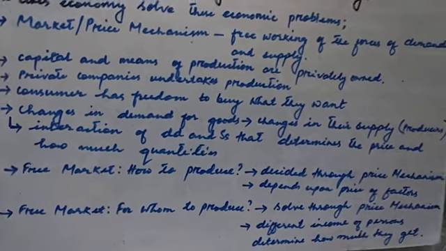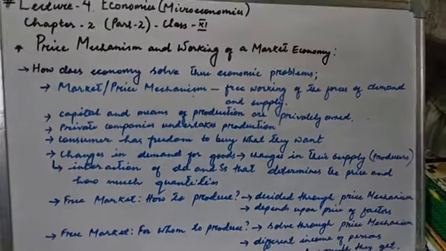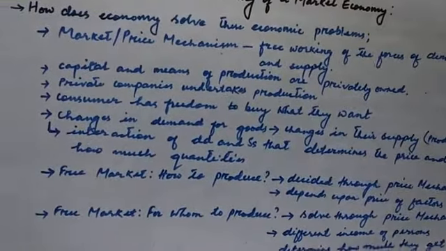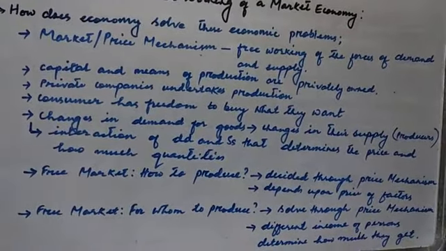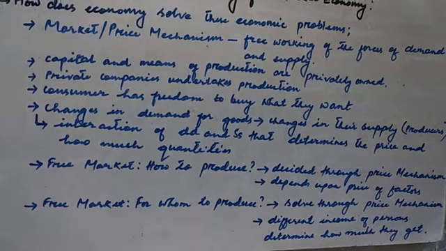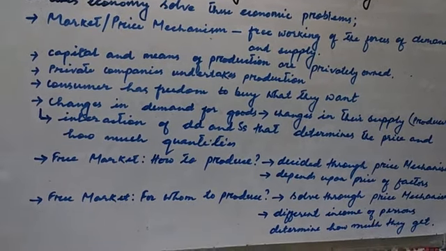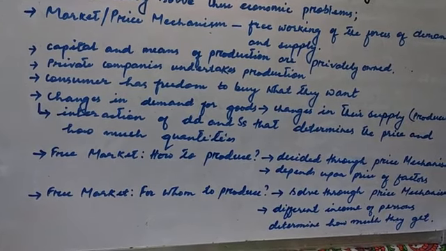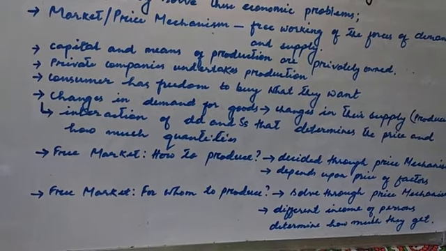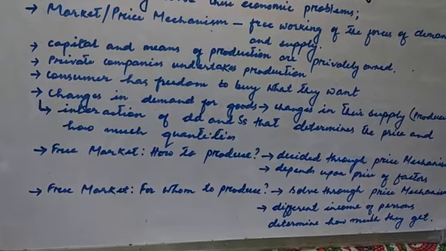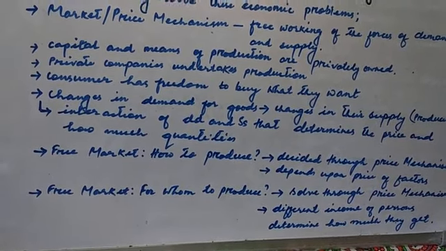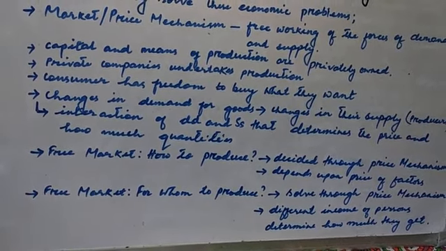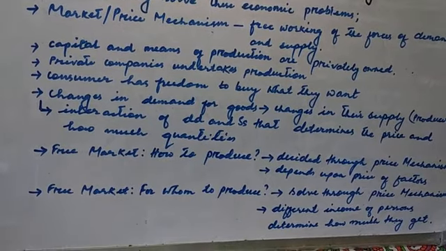So they will choose whether labor intensive methods or capital intensive methods are to be adopted, depending on the prices of factors. So again, it is determined by the various factors of production, that is, the price mechanism, which will answer the problem of how to produce. The third problem is for whom to produce.